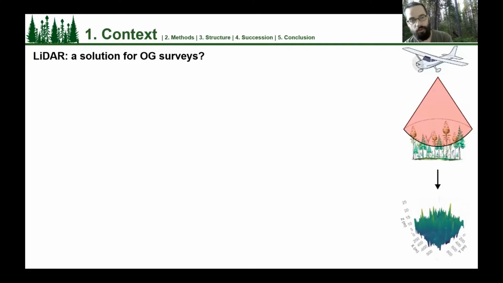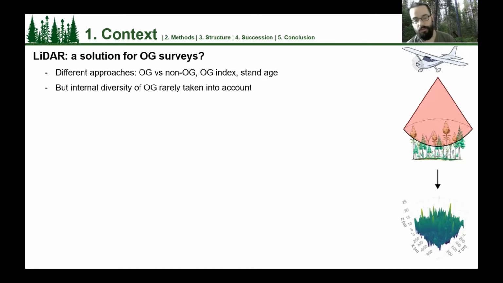And this is why in the last years, I started to work with LiDAR to find out if we can use this tool to better understand the diversity of old-growth forests. There are already different studies trying to identify old-growth forests within a managed matrix, to define growth indexes, or to estimate the structure of forests. However, the question of the internal diversity of old-growth forests is rarely taken into account, and even less in boreal landscapes, because there is very little research using LiDAR on old-growth forests.